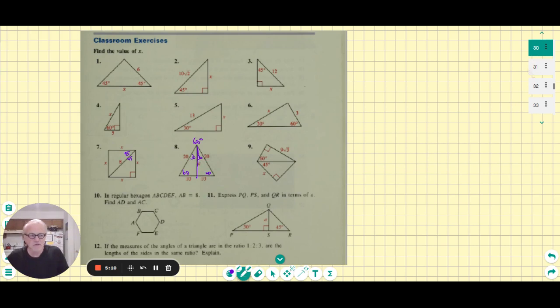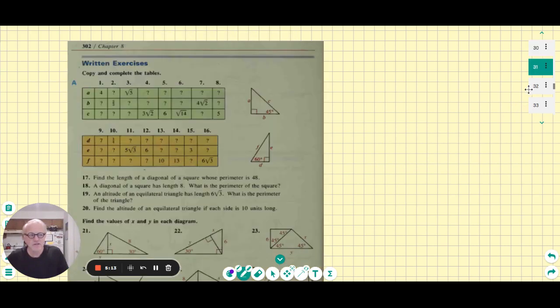Okay, so those are the classroom exercises. We have some written exercises, and then we'll be heading into the next section.